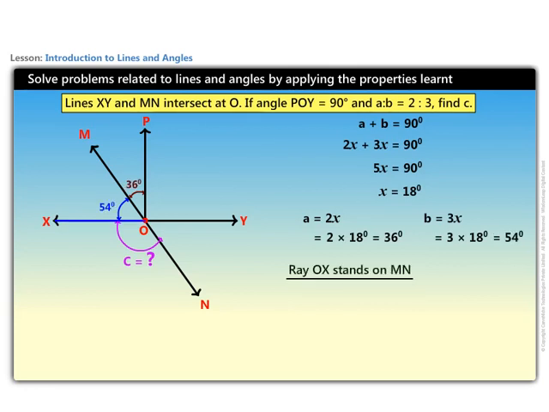Since ray OX stands on the line MN, angle MOX plus angle XON is equal to 180 degrees. That is, B plus C is equal to 180 degrees. 54 plus C is equal to 180 degrees. So, C is equal to 126 degrees.